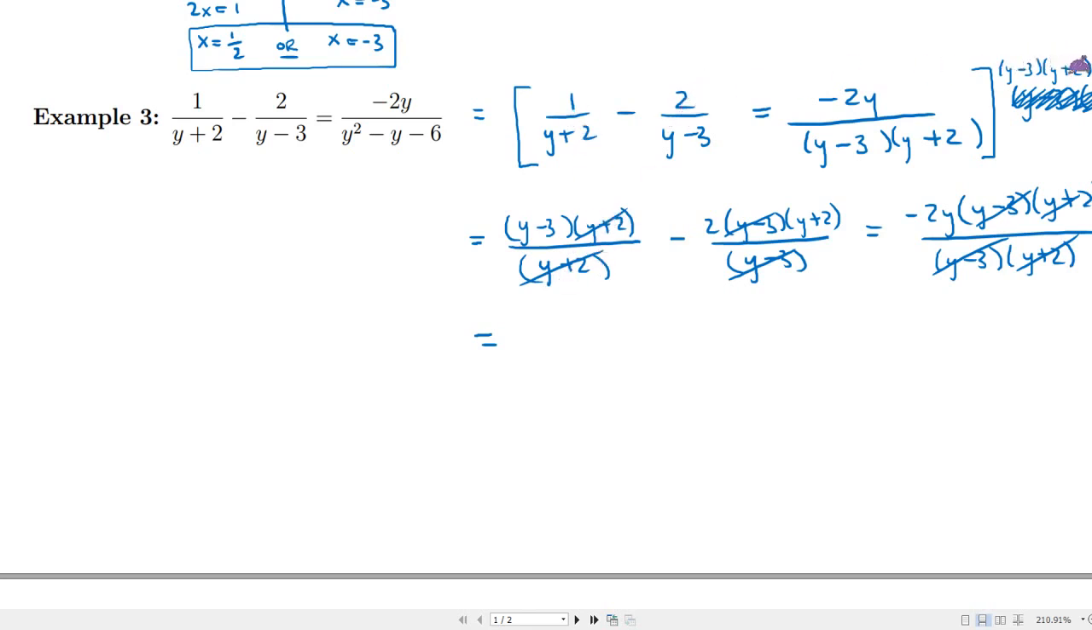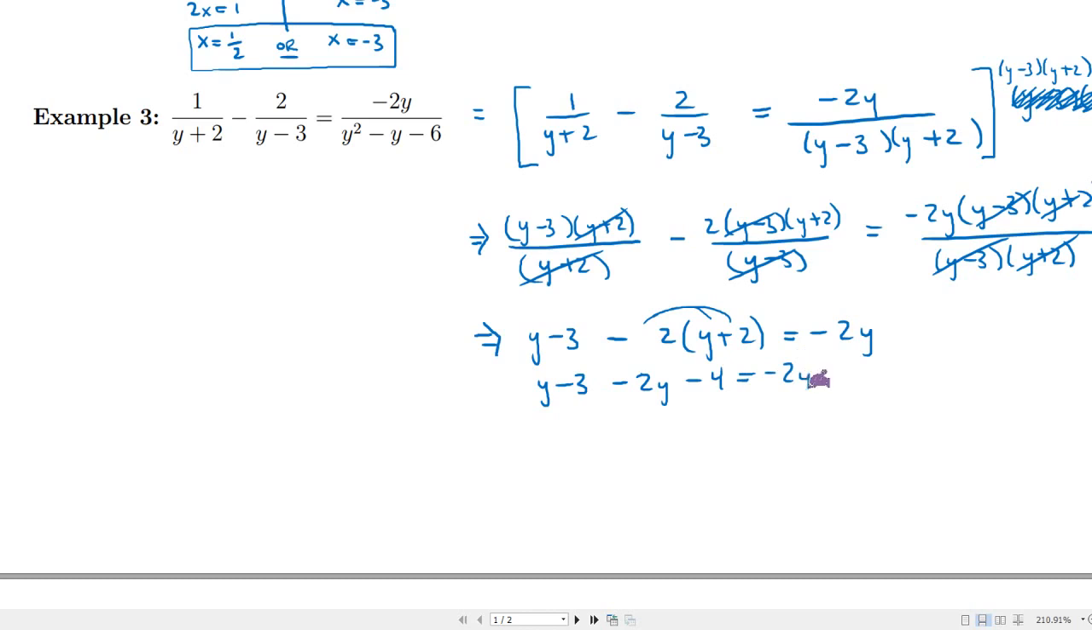Minus 2 times y minus 3, y plus 2 gives us this. And so the y minus 3 is reduced. Y minus 3, y plus 2 reduces the whole denominator. So we're left with y minus 3 minus 2 times y plus 2 equals minus 2y. Whoops, I should write arrows here. I mean, that is equal, but we're simplifying an equation actually, right? So this is y minus 3 minus, now distributing the minus 2, we have minus 2y, and then minus 4 equals minus 2y.